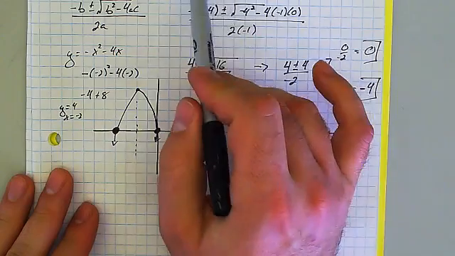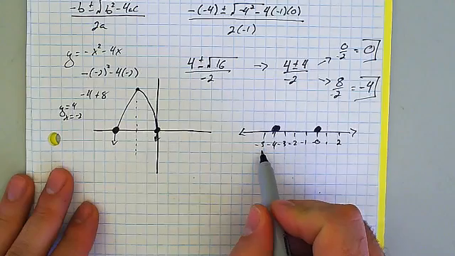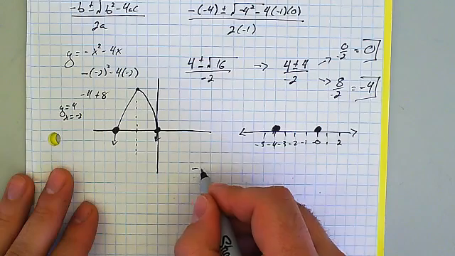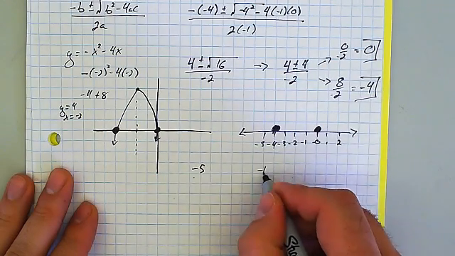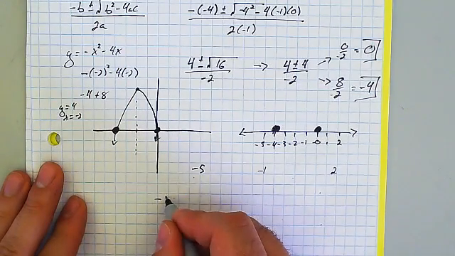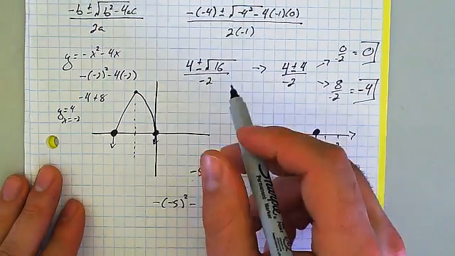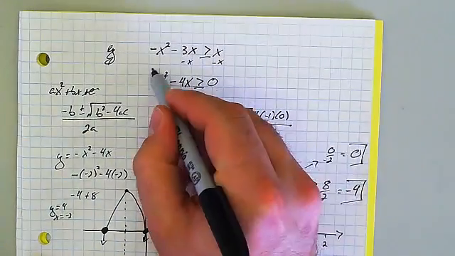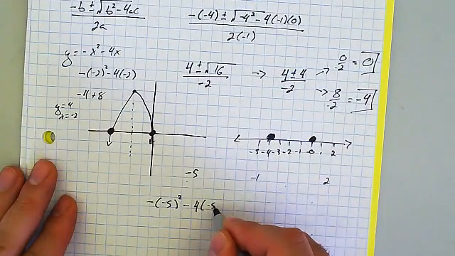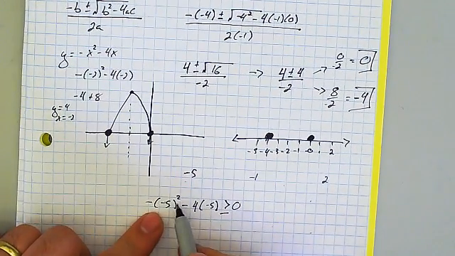I'm now more or less going to pick 3 points to plug into my original inequality and see if I have a true statement, because I want to see which way my arrows are going. So I'm going to pick negative 5, negative 2, and positive 2. So we'll start with negative 5. So minus negative 5 squared minus, actually, we couldn't use either of these, up to you. I might actually use this guy. Be a little bit easier for us. Minus 4 times negative 5 is greater than or equal to 0.